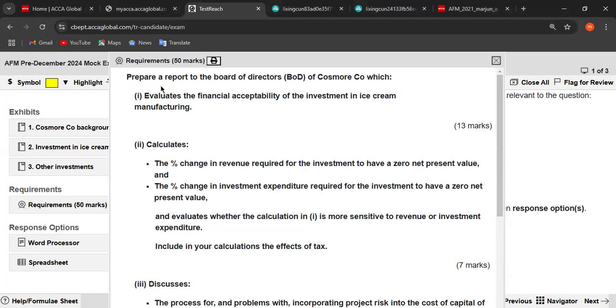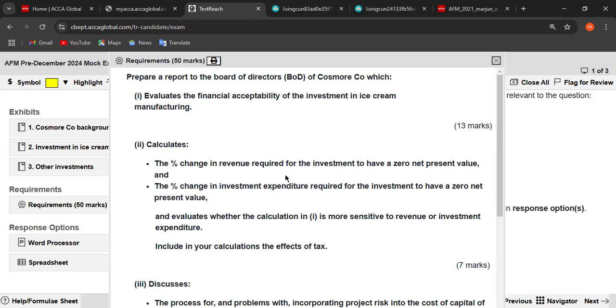In the first part of the question, the examiner is asking to evaluate the financial acceptability of the investment in ice cream manufacturing. So simple, you have to apply the NPV analysis. Then the examiner was asking the percentage change in revenue required for the investment to have a zero net present value. So we have to compute the sensitivity of the selling price. Then the percentage change in investment expenditure required.